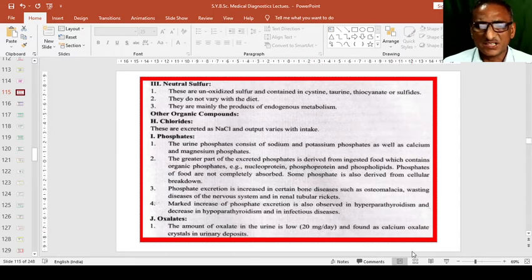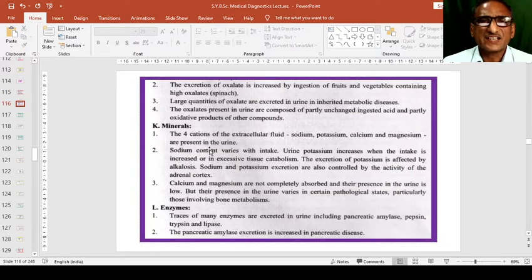About phosphates, now oxalates. The amount of oxalate in the urine is low, meaning 20 milligram per day, and found in calcium oxalate crystals in urinary deposits. The excretion of oxalate is increased by ingestion of fruits and vegetables containing high oxalates. Large quantities of oxalates are excreted in urine in inherited metabolic diseases.